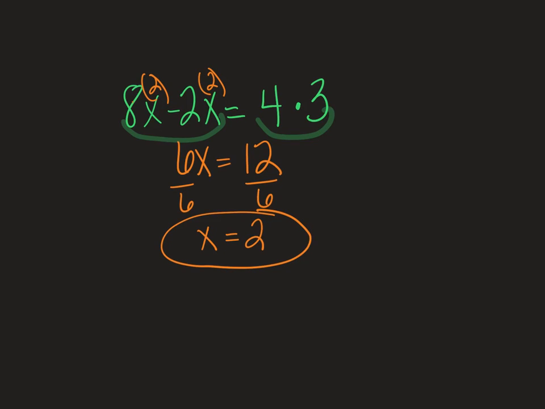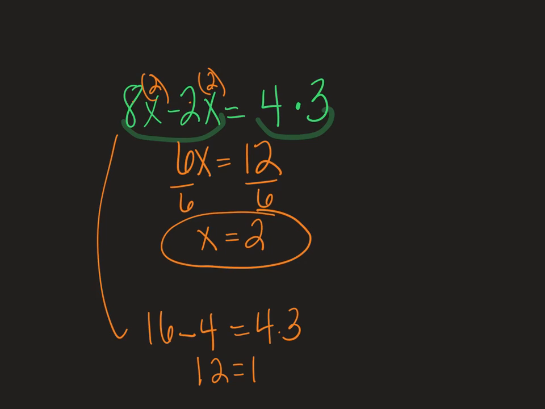8 times 2 is what? 16 minus 2 times 2 is 4 equals 4 times 3. 16 minus 4 is 12, and 4 times 3 is 12. So my answer for x equals 2 is correct because I was able to check it. All right, let's do some more together.